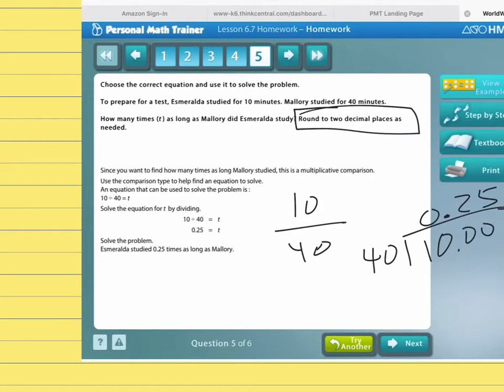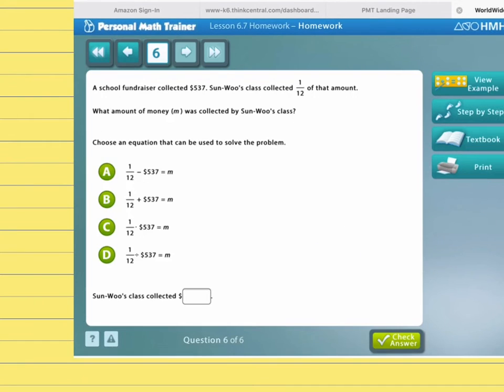But the tricky part here is "times as long as Mallory." Usually when we see times as long, we are thinking greater than 1 time, 2 times, 3 times, but actually you can also have a half a time or a quarter time. In this case, it was a quarter time. So this is a tricky problem. So set up your equation like this. Set up the comparison between Esmeralda, 10, and Mallory, 40, and you will see it is 1/4 or 0.25.